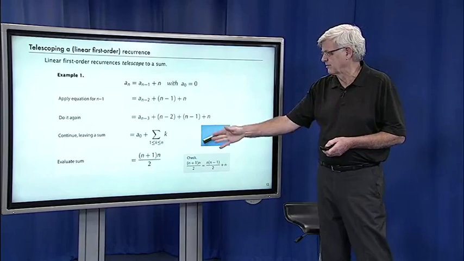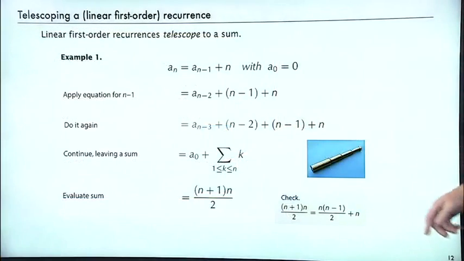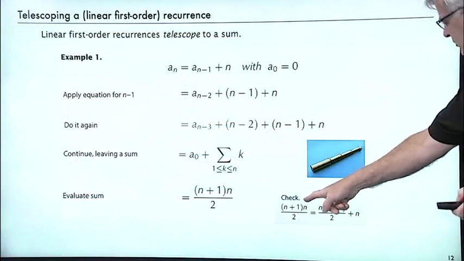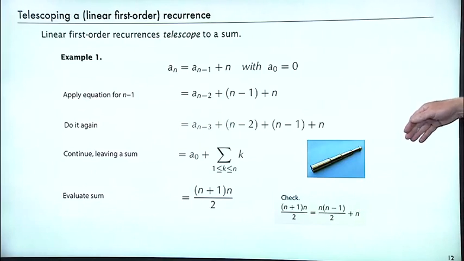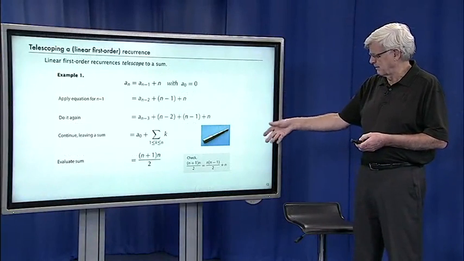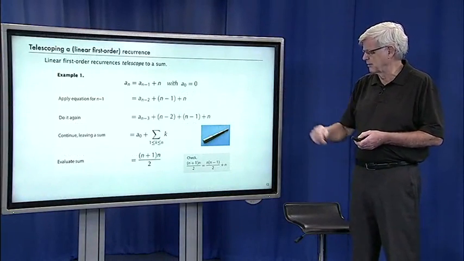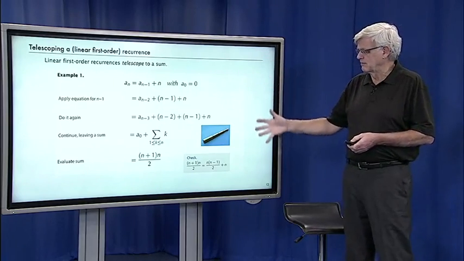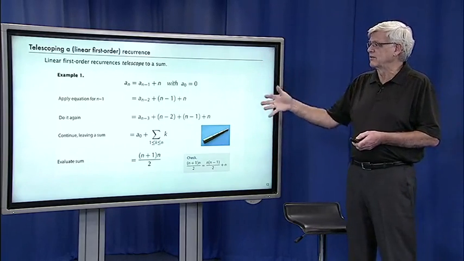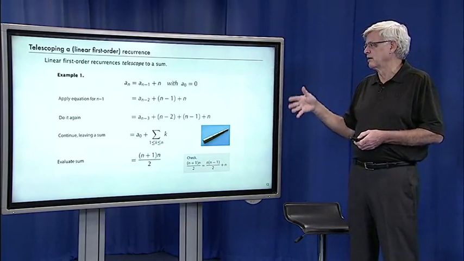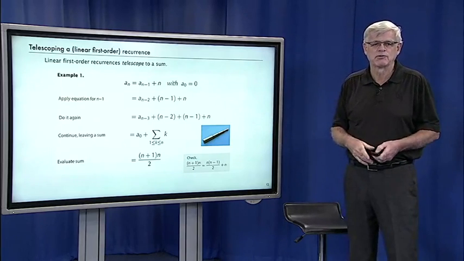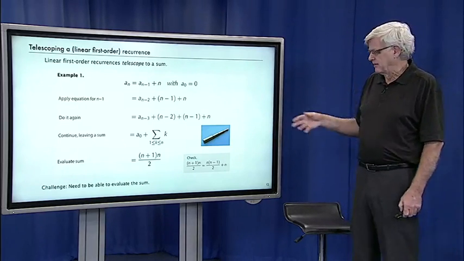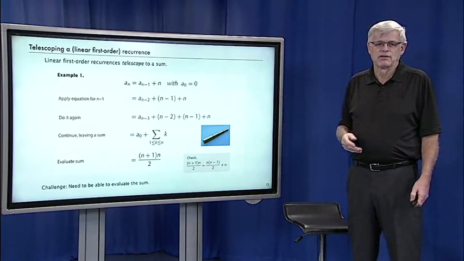And however you evaluate the sum, it's easy to check that it's a solution to the recurrence. (n plus 1) times n over 2 is equal to n times (n minus 1) over 2 plus n. We put in 2n over 2 and just add in, the minus 1 becomes a plus 1. So that's a quick solution, and what it says is that having a first-order linear recurrence is equivalent to being able to evaluate a sum. Now the challenge is how we're going to evaluate sums.